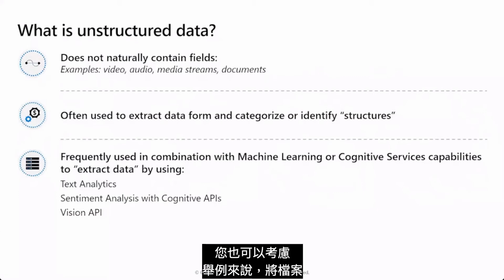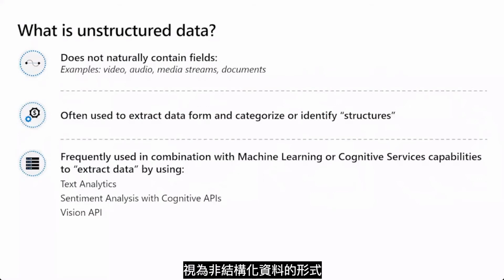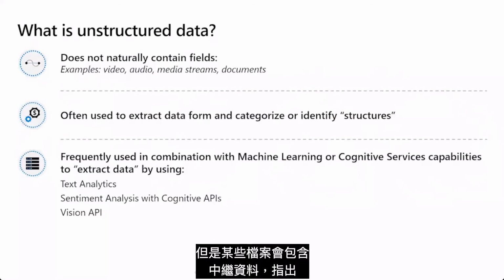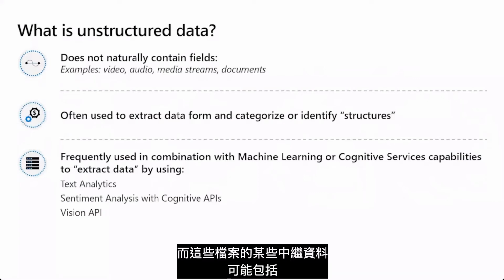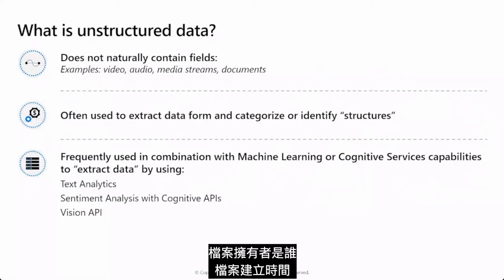You could also consider files as a form of unstructured data, although some files actually have metadata that describes what the contents of the file might contain. You can think of an image or photograph as a file, a Word document as a file, an Excel spreadsheet, they're all files. Some of the metadata for the files might include who the owner of the file is, when that file was created. So all the properties of the file, that's all the metadata. But the main content of the file itself is actually unstructured.